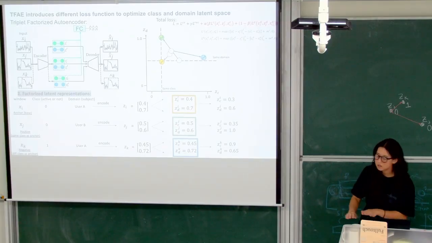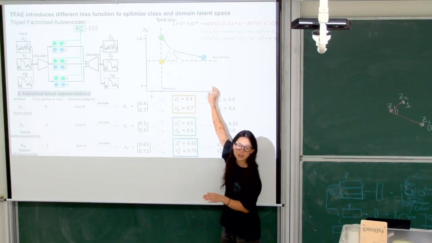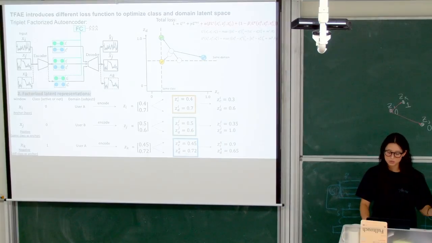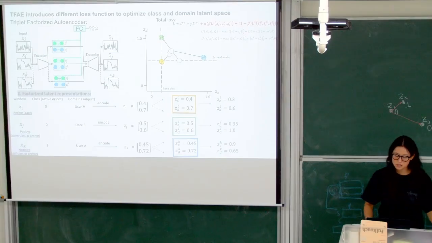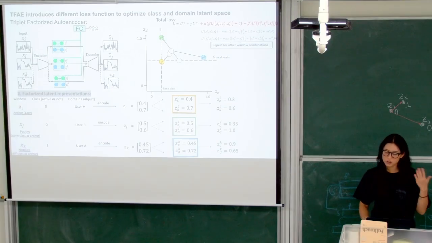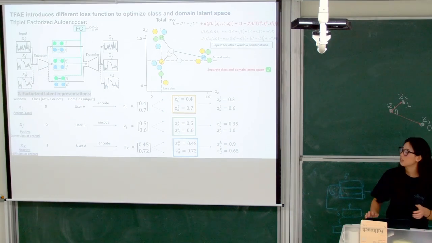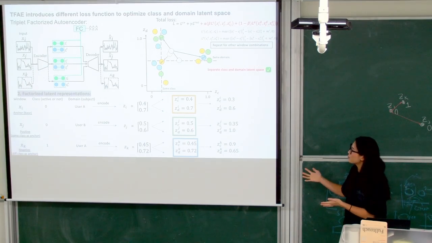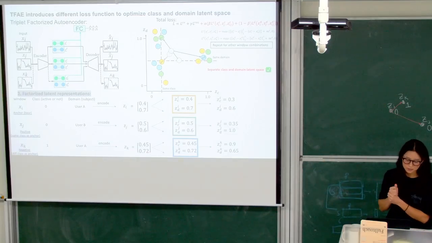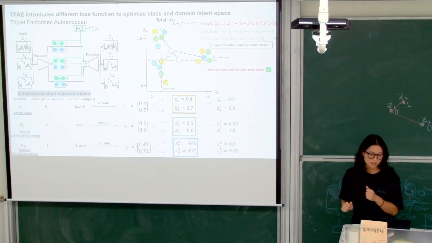And then zi and zk are the same domain, so they'll have a same domain line. So we can see the relationship from the losses. And again, we repeat this for all the other window combinations. Just randomly like this, and then separate class and domain latent space. So that's how they explained their model and their loss, and that is the final loss for the TFA.